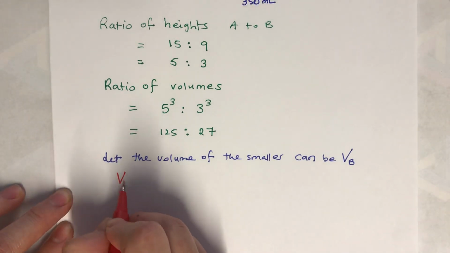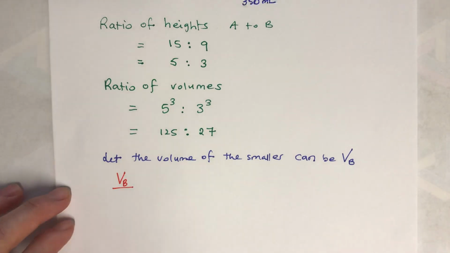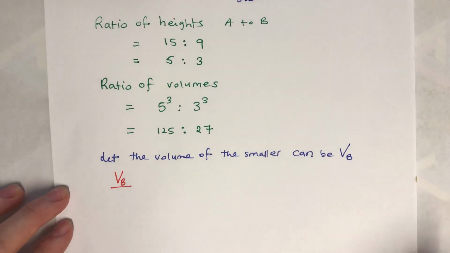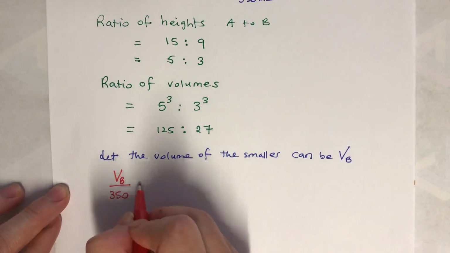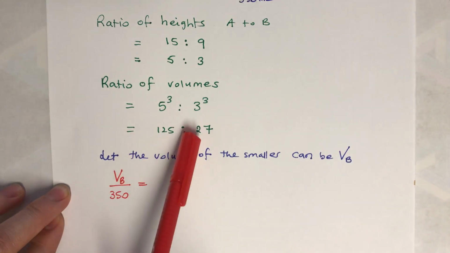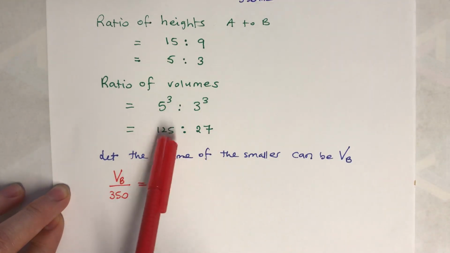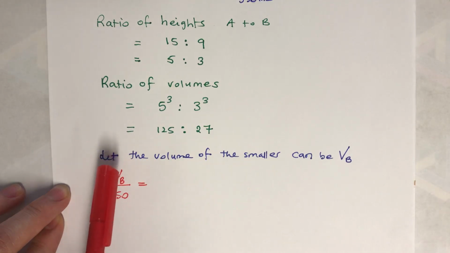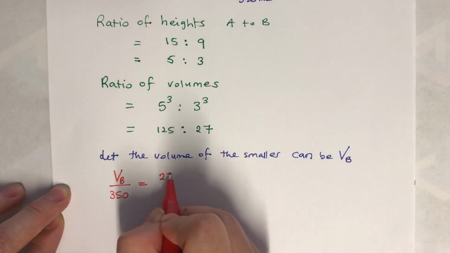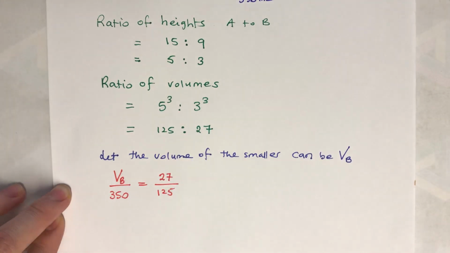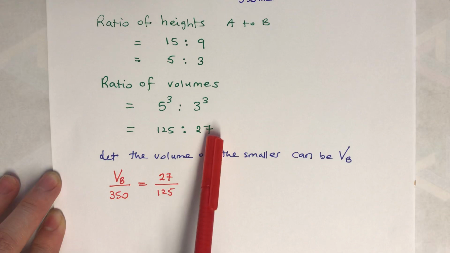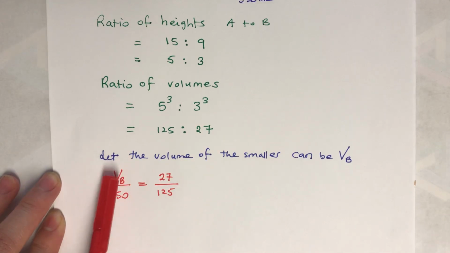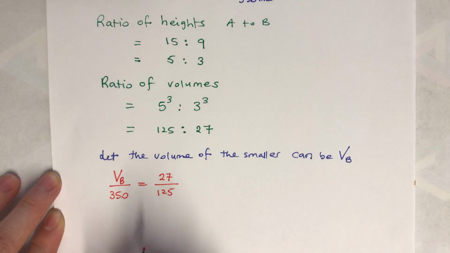Now we need to write it in ratio form. I'm going to put the unknown on top. Since my unknown is the smaller volume, I write the smaller one first and put the large one underneath, so the order is important. It'll be VB over 350 equals 27 over 125. Do not write it the other way around as 125 over 27. It depends on which one is coming first on the left-hand side.